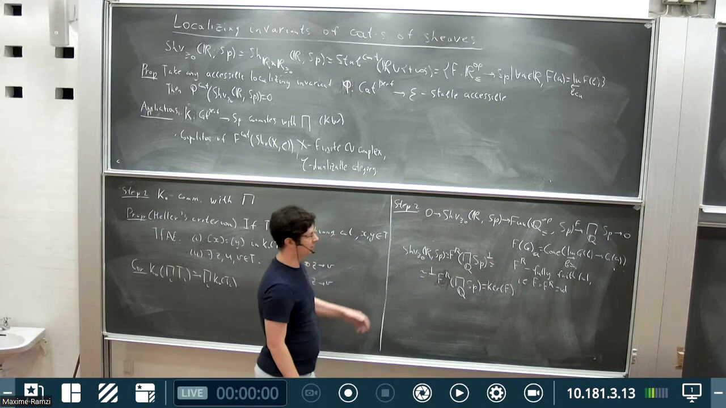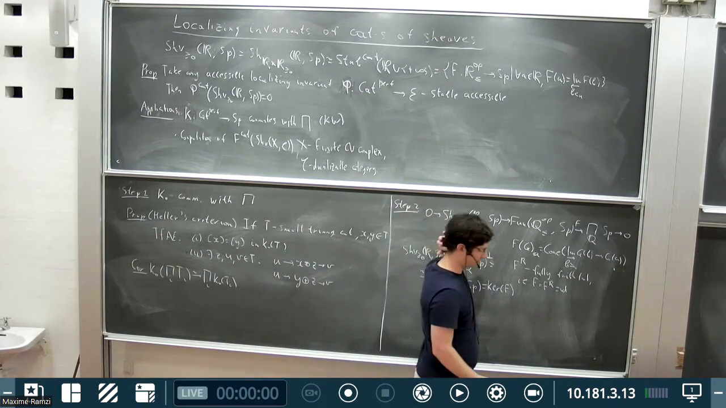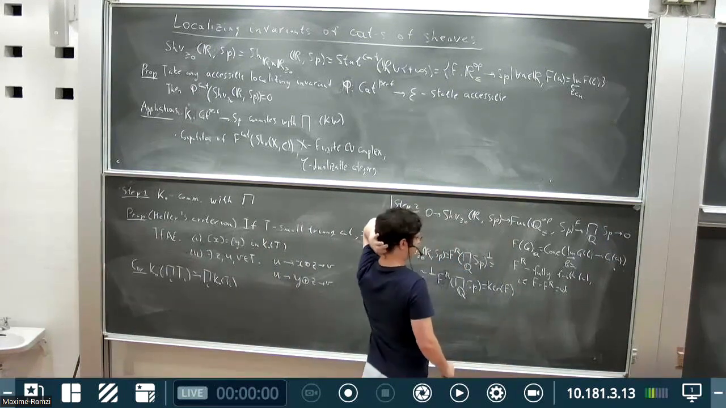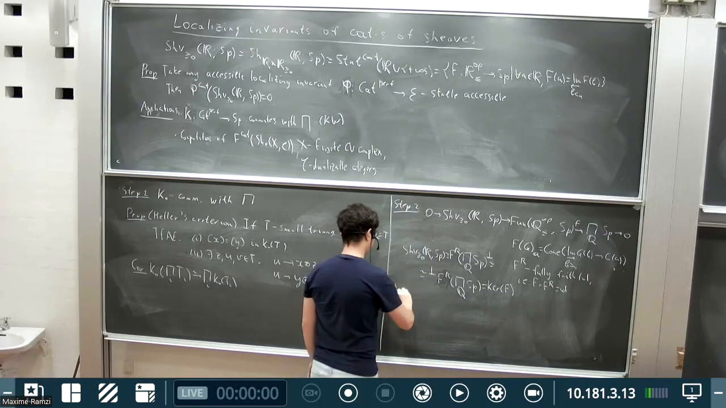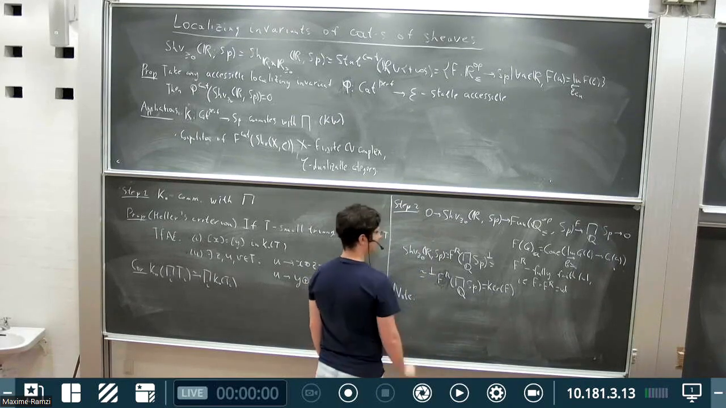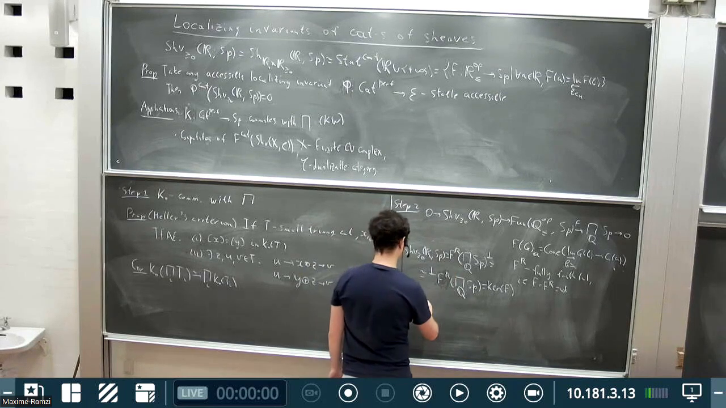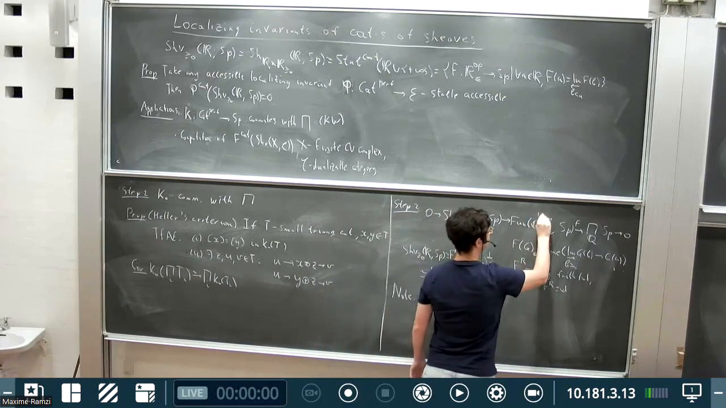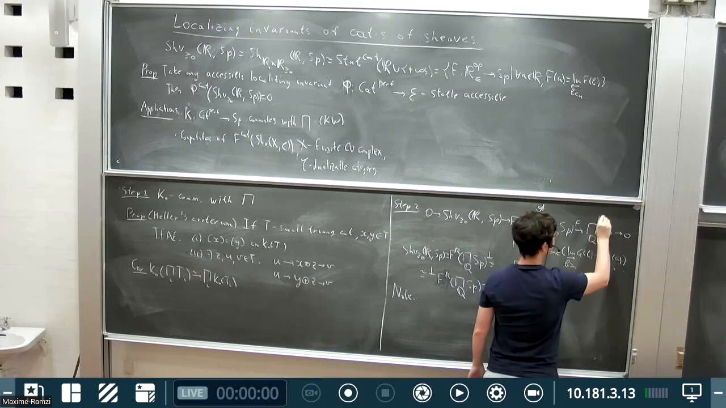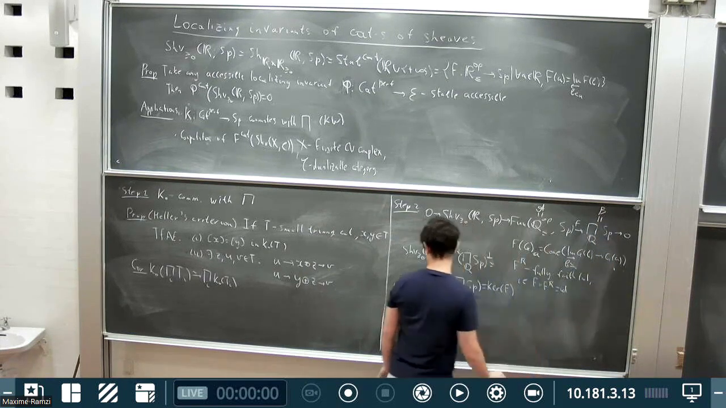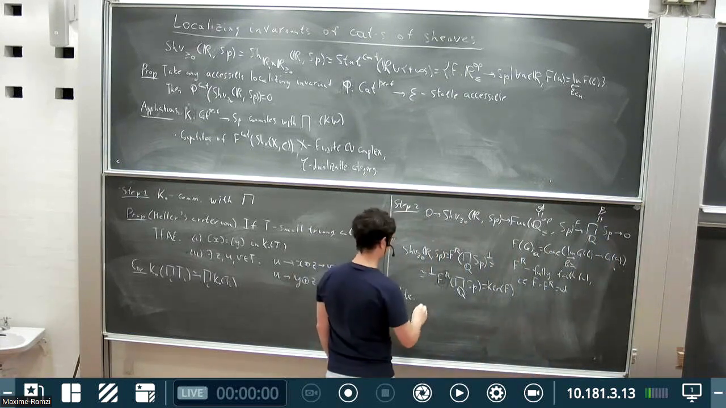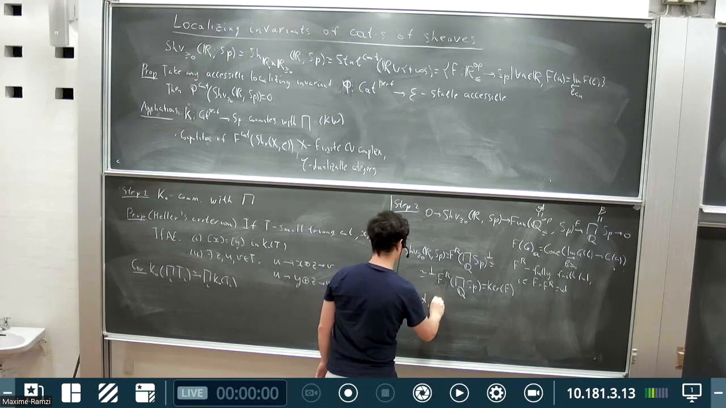So we get this short exact sequence of categories. And you can observe that this category, let's call it A, this is B, and you can observe that A and B are, of course, compactly generated.